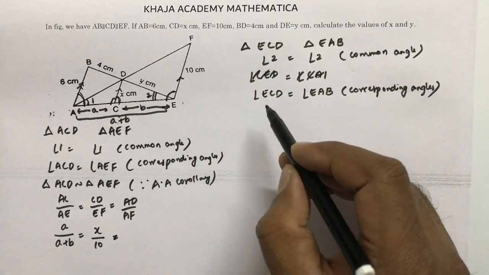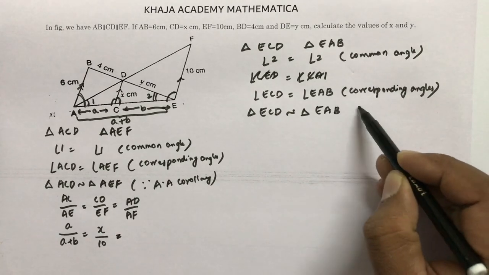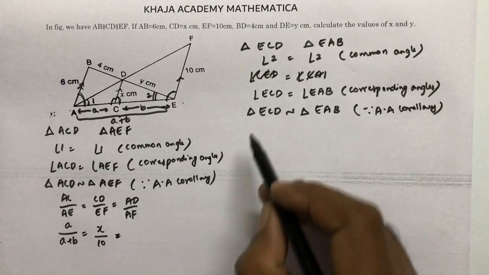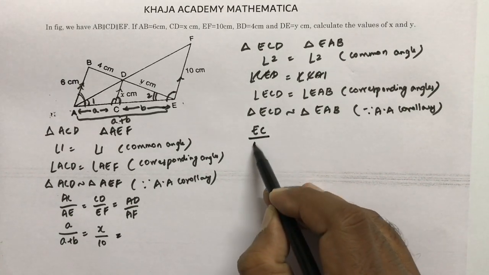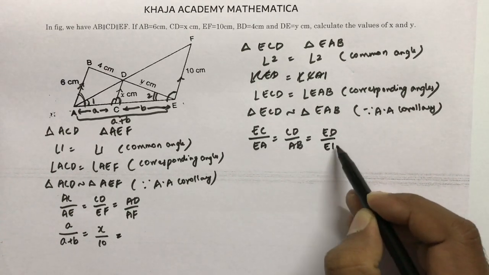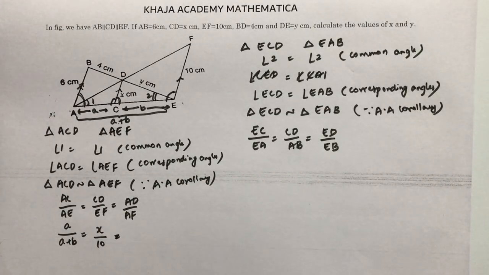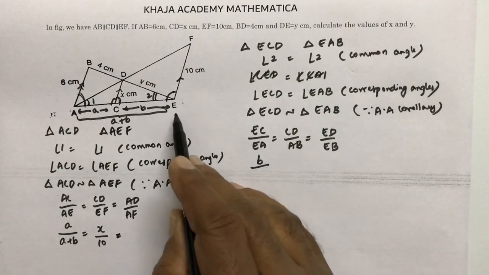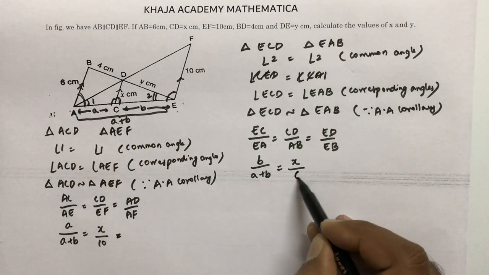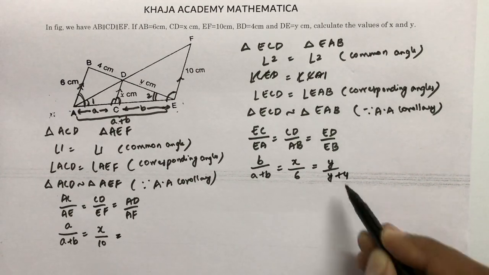So again, in these two triangles, I got two angles equal. So triangle ECD is similar to triangle EAB by the angle-angle corollary. So if you write the sides proportional here, EC by EA, CD by AB, ED by EB. This sides proportional I wrote because of CPCT, corresponding parts of similar triangles. Now EC is B, EA is A plus B, CD is X, AB is 6, equals ED, that is Y, by EB, Y plus 4.